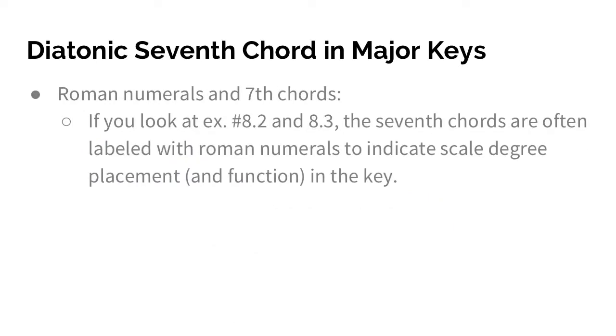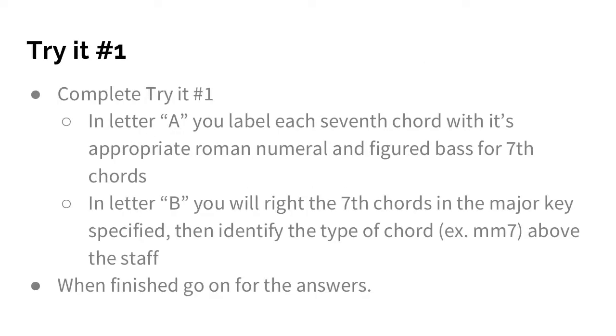If you look at examples 8.2 and 8.3, the 7th chords are often labeled with Roman numerals to indicate scale degree placement and function in the key. We all know that. All right, so you're going to complete triad number 1, and you pause the video now, and then I'll go on and give you the answers.